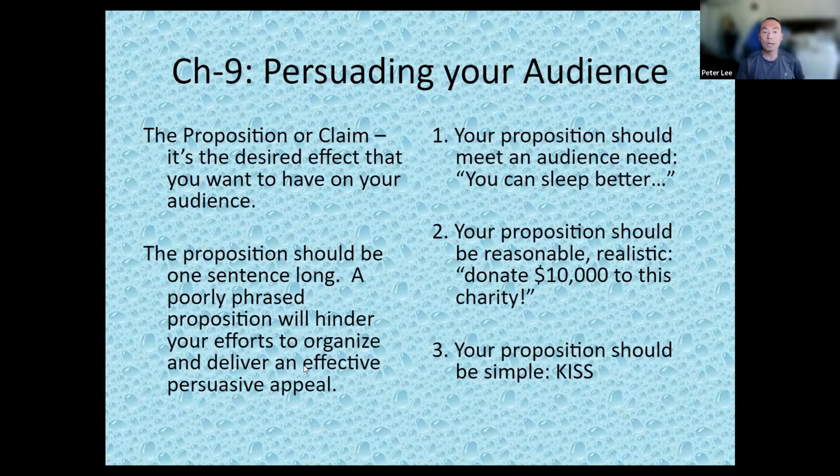Okay. So, three things about your propositional claim. Number one, your proposition should meet an audience need. You can sleep better, right? Or you need to sleep better. You should make the temperature 66 degrees. It should be dark. You should regularly sleep at the same time and wake up at the same time. You might wear a mask or earplugs, depending on the environment in which you sleep. But dark, quiet, and cold is basically what you're looking for.